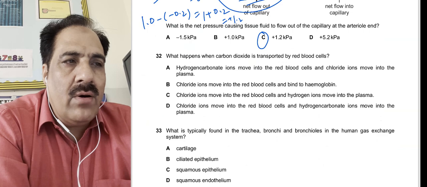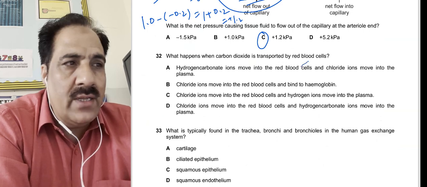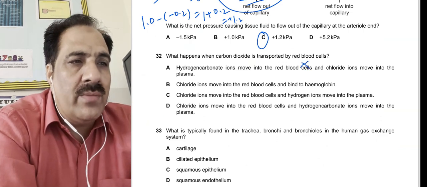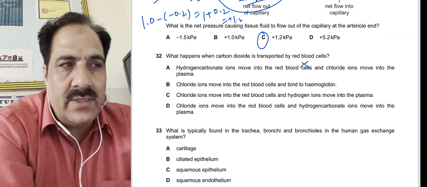What happens when carbon dioxide is transported by red blood cells? Hydrogen ions move into the red blood cells. No, hydrogen ions move out of the red blood cells. So this is the wrong option.